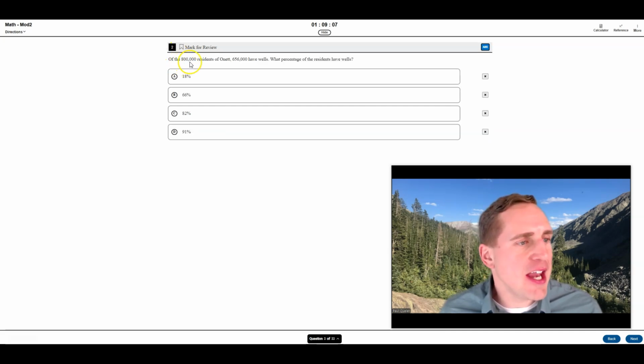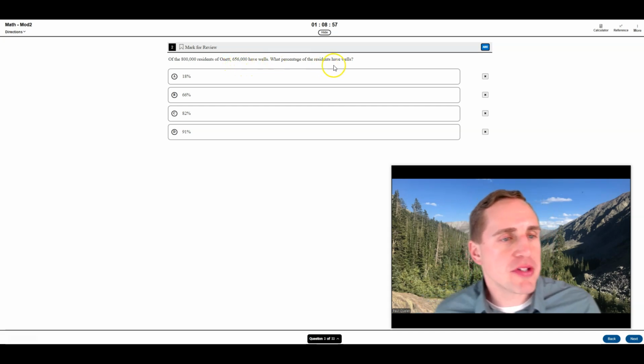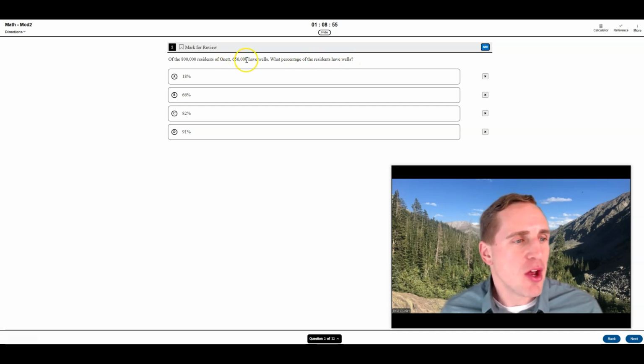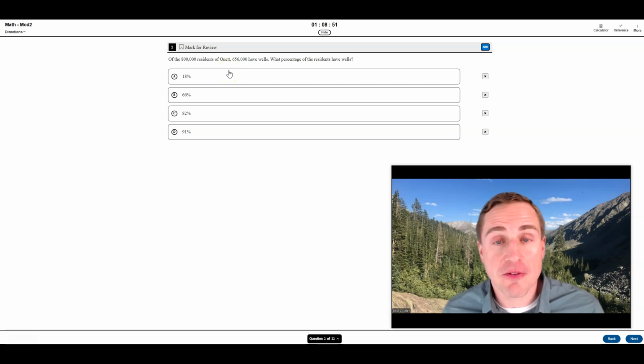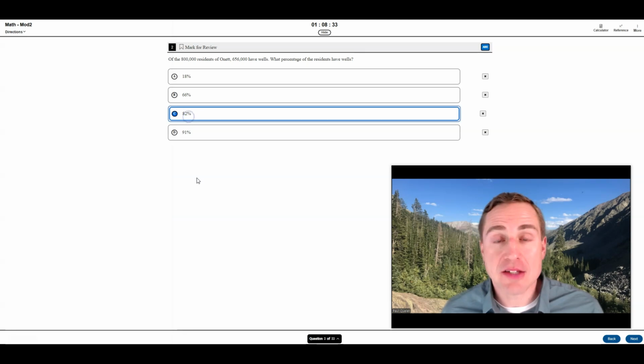Of the 800,000 residents of Annette, 656,000 have wells. What percentage of the residents have wells? Well, notice this is definitely all thousands, so we can just do 656 divided by 800. So 656 divided by 800 in the calculator, what do we get? We get 0.82 or 82%. Okay, so that's our correct answer.